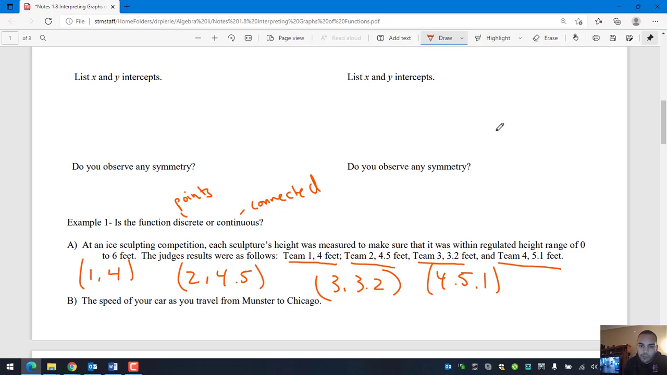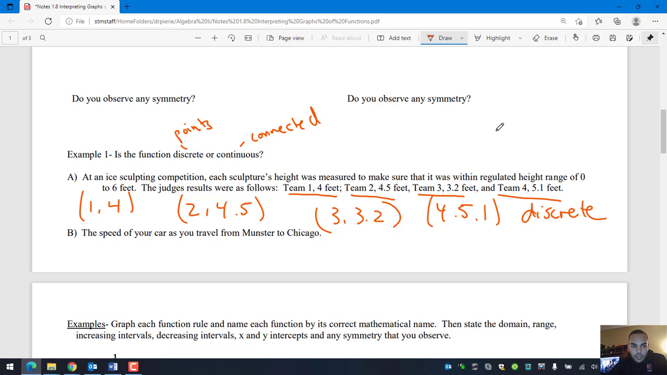Those are basically 4 different points, and there's nothing connecting these points from one to the next. So if you were to graph this, it would just look like 4 different dots on a graph. So if you have 4 different dots with the things not connected, this is an example of a discrete situation. Individual points.